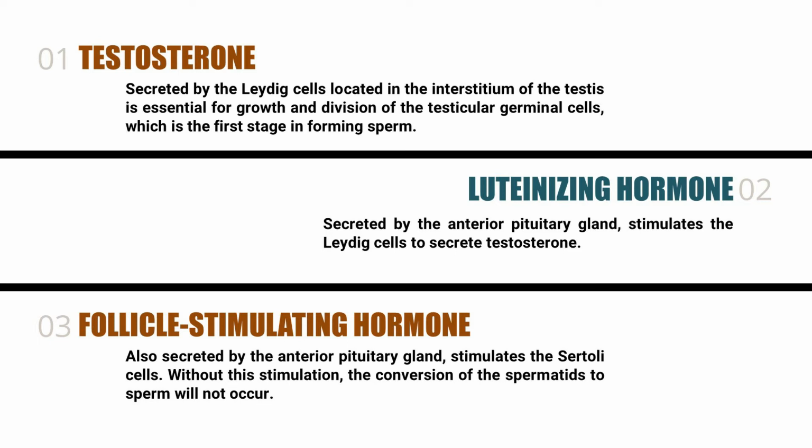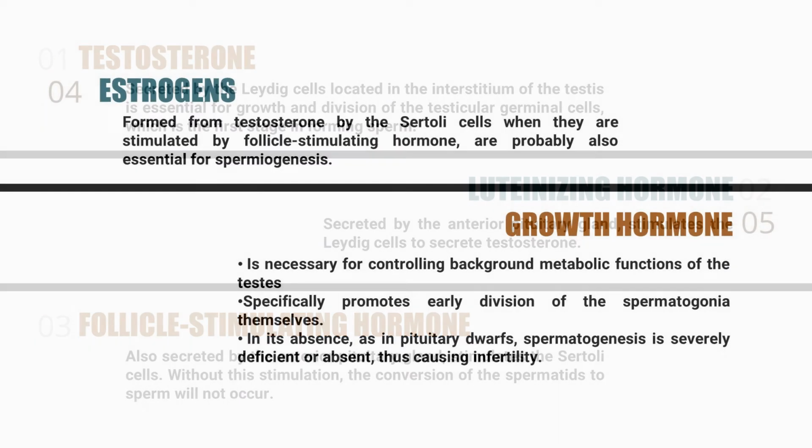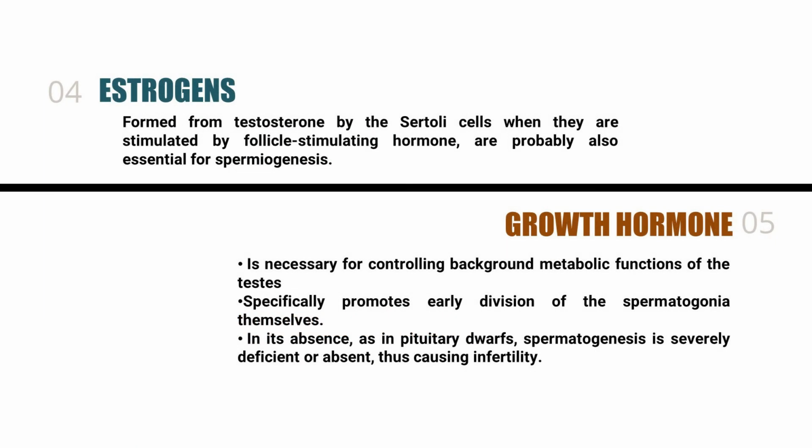The third hormone is follicle stimulating hormone. It is also secreted by the anterior pituitary gland and stimulates the Sertoli cells. Without this stimulation, the conversion of the spermatids to sperm will not occur. The fourth hormone is estrogen. It is formed from testosterone by the Sertoli cells when they are stimulated by follicle stimulating hormone and is probably also essential for spermiogenesis.